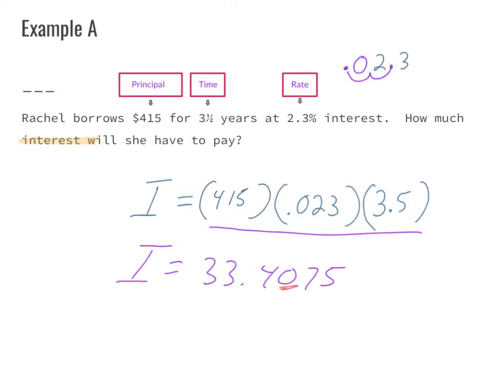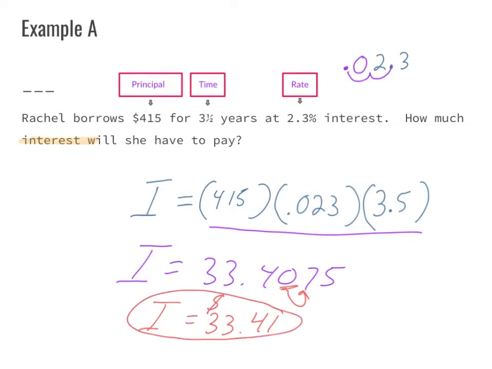So if you don't remember how to round, there's a little rhyme to help you out. You find your place, you look next door, 5 or greater, add one more. So since our 7 is greater than 5, our interest is going to be $33.41. Make sure that I put a dollar sign there. I'm talking about a word problem, so I need to have a word answer. Let's go ahead and take a look at example B.